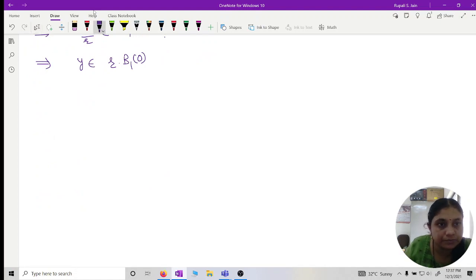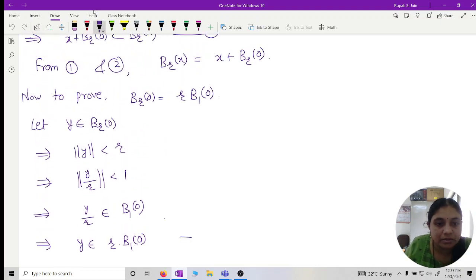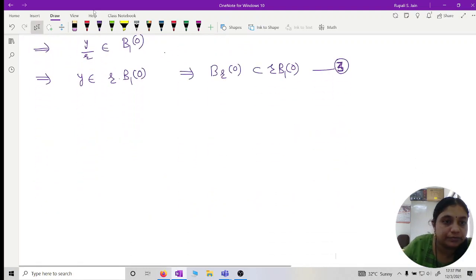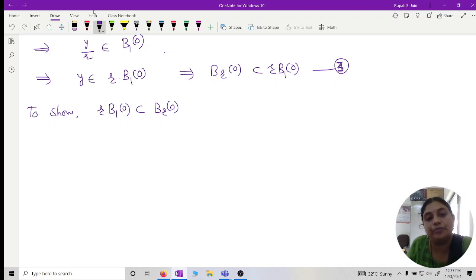So what does this give? This implies, instead of that, I will write here only, Br at 0 is contained in r times B1 at 0. Give number 3 to this. Similarly, now to show r times B1 at 0 is contained in Br at 0.